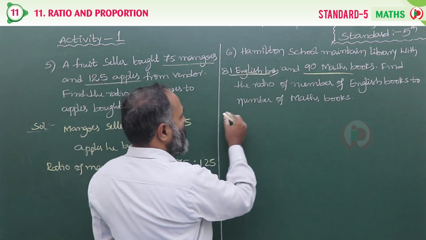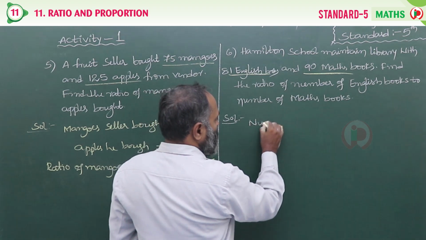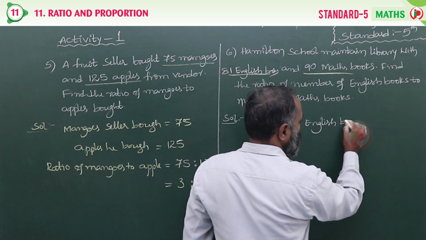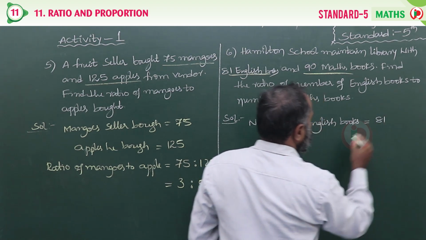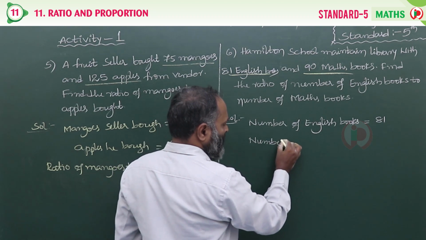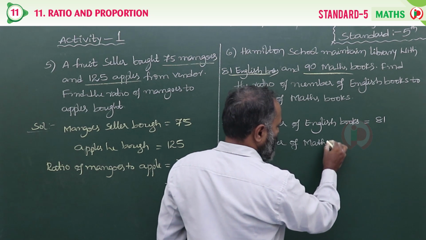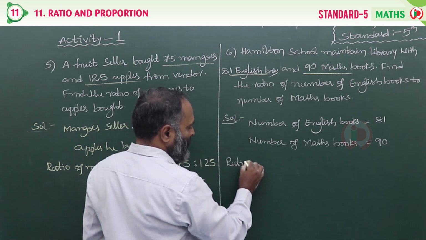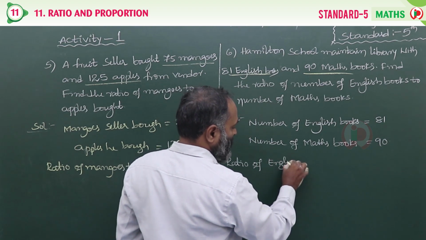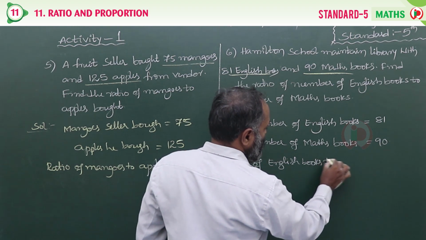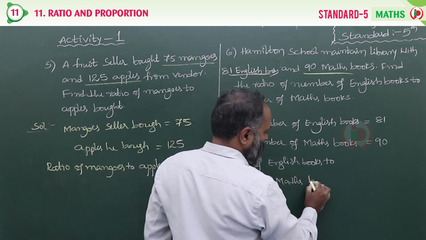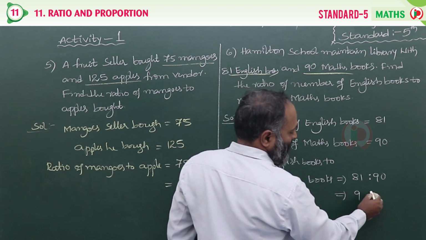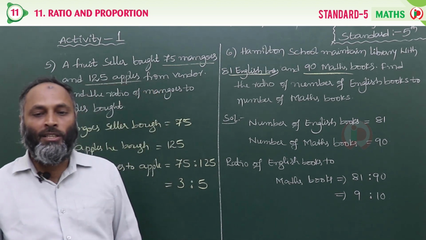English to maths. First, the number of English books: how many English books? 81. Number of maths books: 90. The ratio of English books to maths books is 81 ratio 90. Then in the 9 table, 9 9s are 81, 9 10s are 90. That is the ratio 9 is to 10. Okay, students.